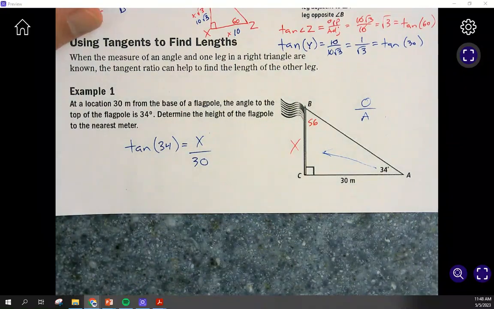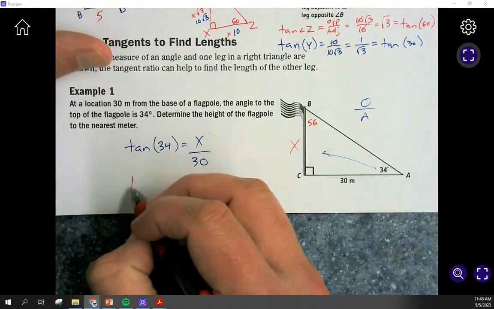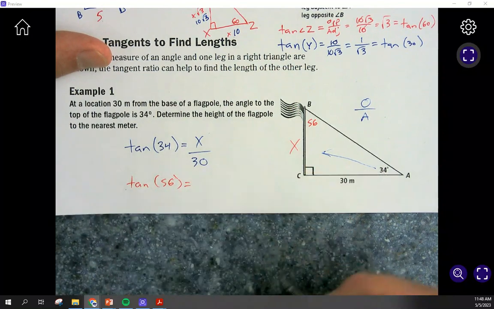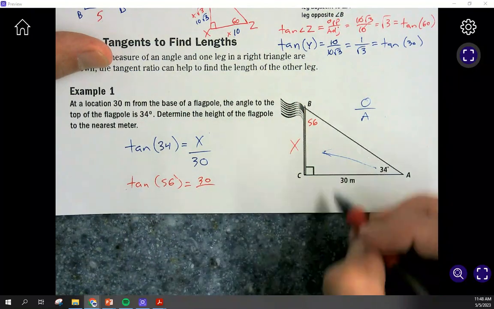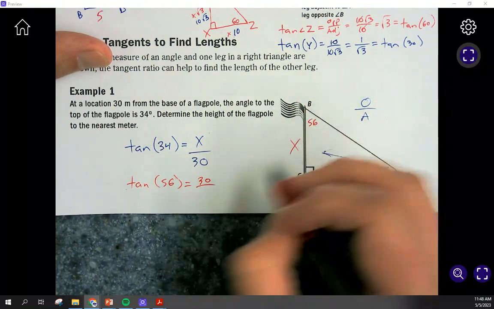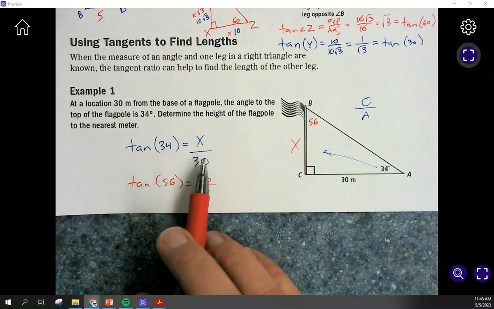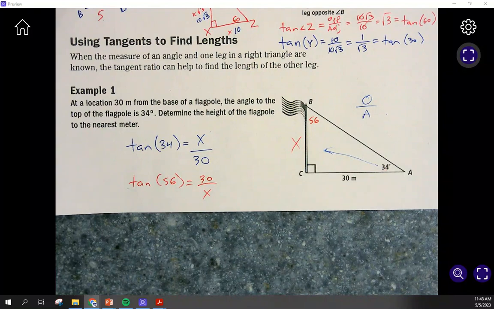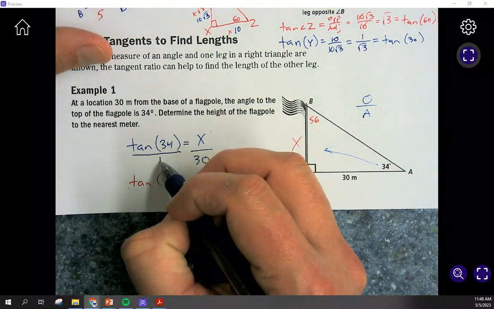Now let's set the other one up. What if I was doing 56? So if I did tangent of 56, what does that look like? Opposite to 56 is 30. And then the adjacent, not the hypotenuse, is x. So the tangent of 34 is x over 30. The tangent of 56 is 30 over x. These are the only two situations that you're going to see, so we need to make sure we know what to do in the calculator for both of these.